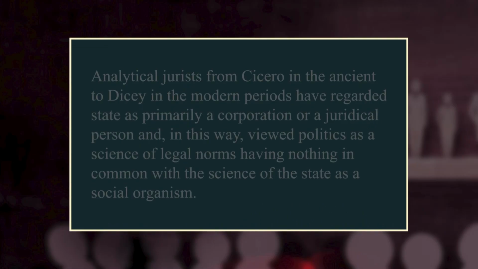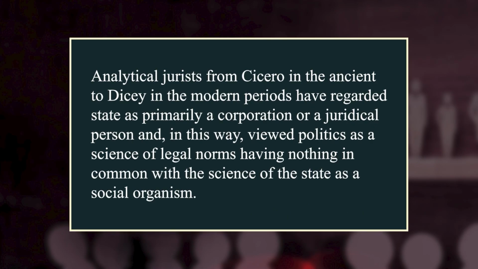Matters relating to the organization, jurisdiction and independence of judicial institutions therefore become an essential concern of a political scientist. Analytical jurists from Cicero in the ancient times to Dicey in the modern period have regarded the state as primarily a corporation or a juridical person, and in this way viewed politics as a science of legal norms having nothing in common with the science of the state as a social organism.